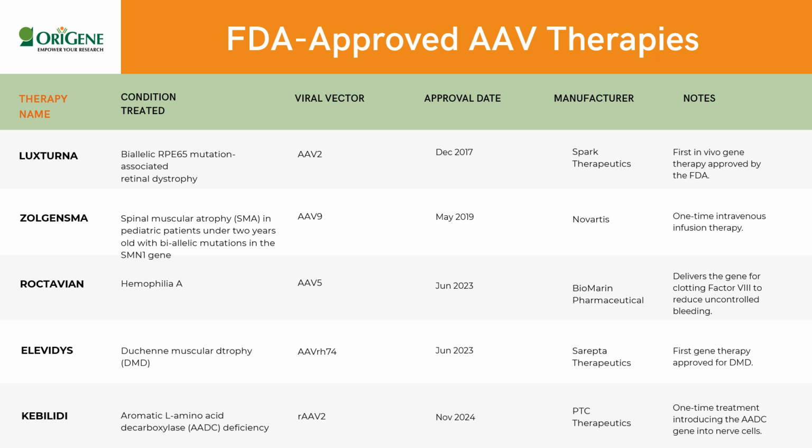One of the exciting aspects of all these FDA-approved AAV therapies is the success that has been demonstrated using a variety of different serotypes. I already mentioned AAV2 to target retinal disease, but we also have AAV9 to target spinal muscular atrophy, and you have Roctavian, which uses AAV5 to help hemophilia A patients reduce uncontrolled bleeding through stable factor 8 expression. These therapies are truly remarkable, and with more in the pipeline, AAV's potential in medicine will only continue to grow.